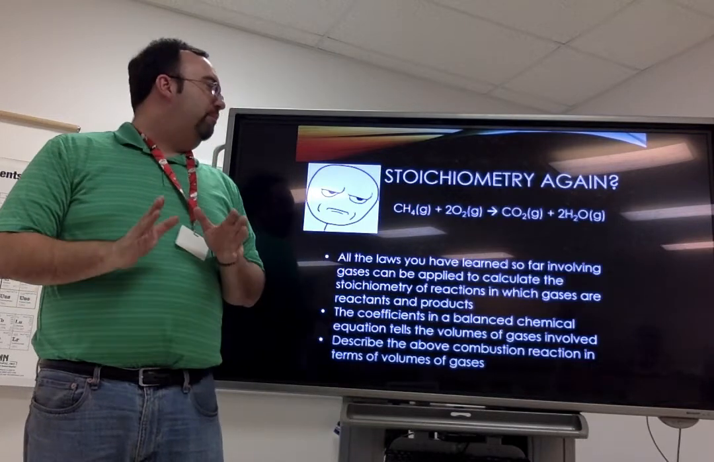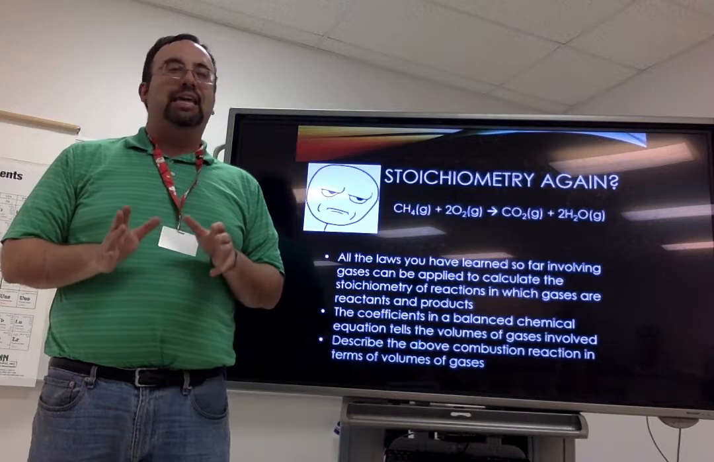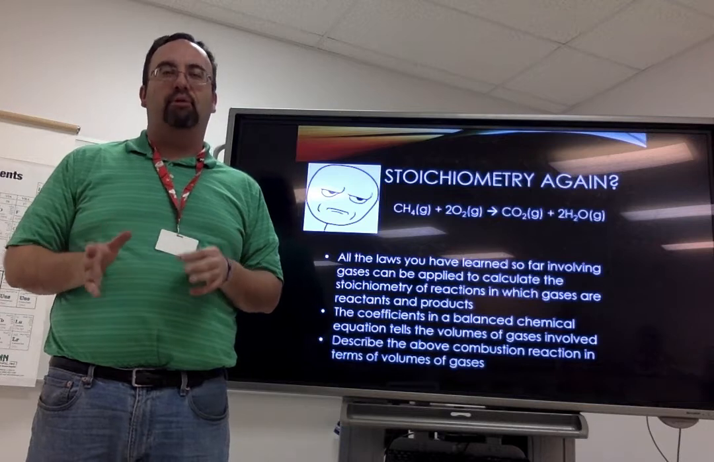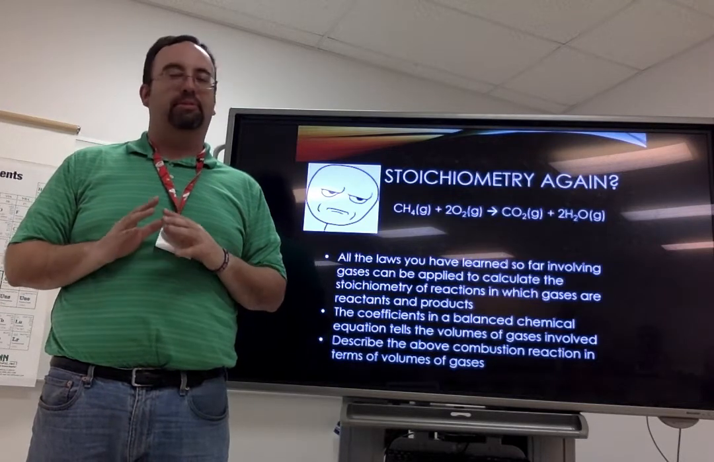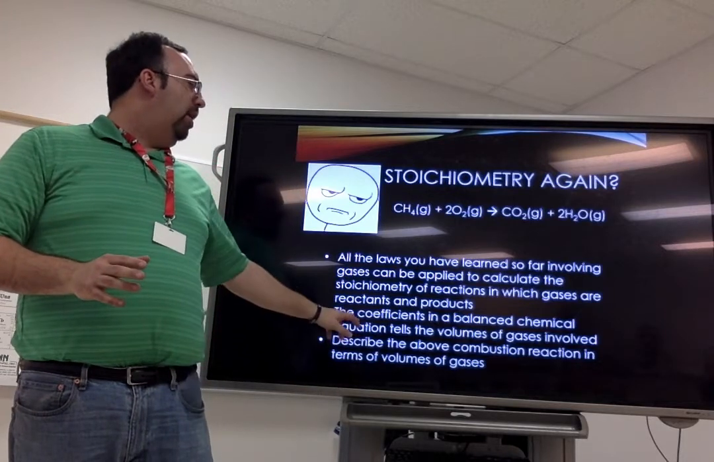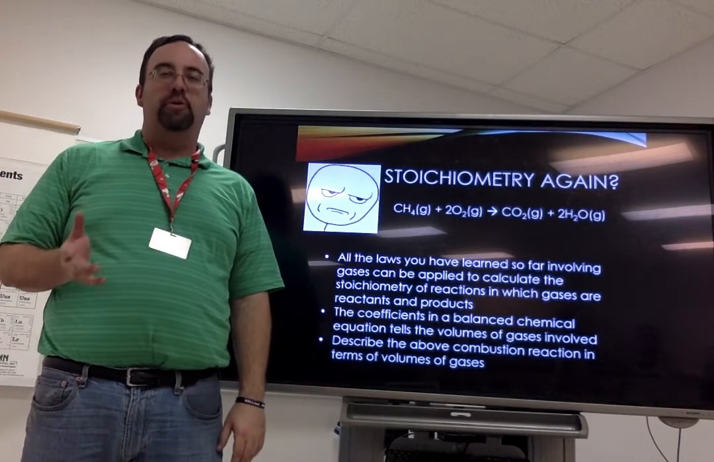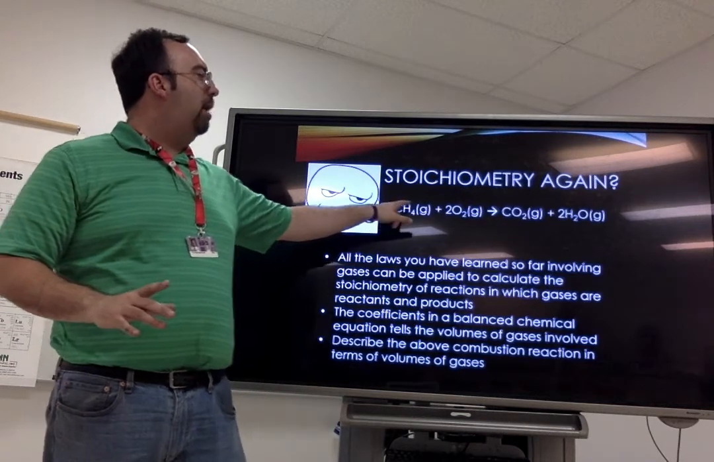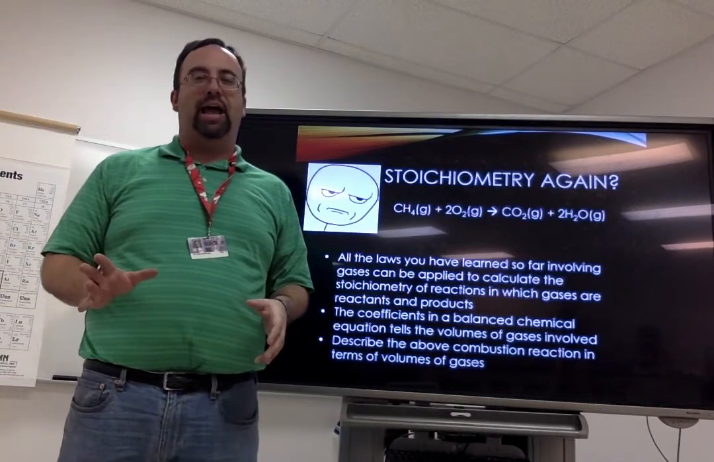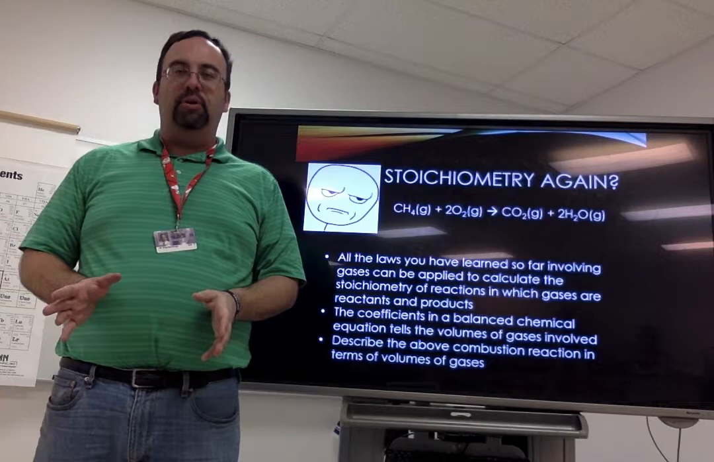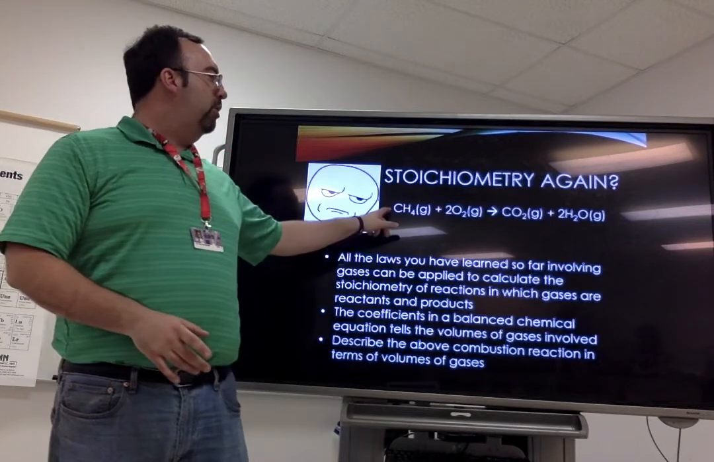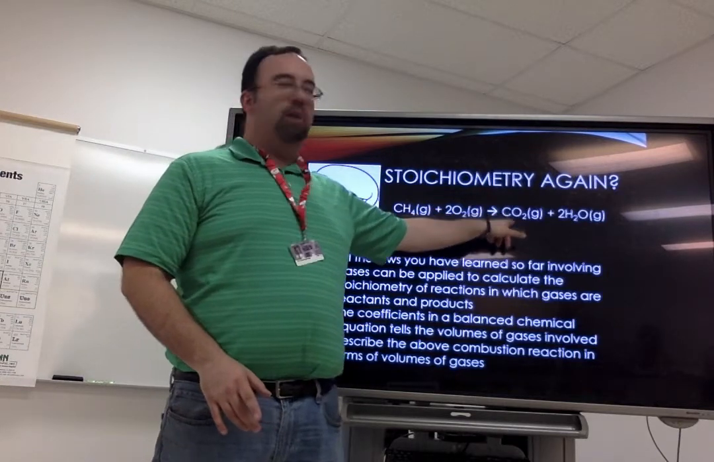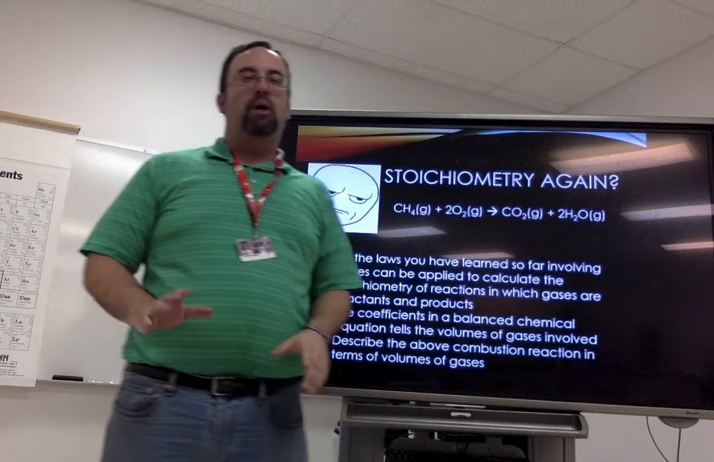All the laws that we have learned so far involving the gases can be applied to calculate the stoichiometry of reactions in which the reactants and products are gases. And so it applies to this just as well. Again, we're going to be looking at the coefficients. And so as you guys will hopefully remember, the coefficients are the numbers out in front of the different species of a reaction. And so as you remember, we know, for example, that a molecule of methane will react with two molecules of oxygen to form a molecule of carbon dioxide and two molecules of water.